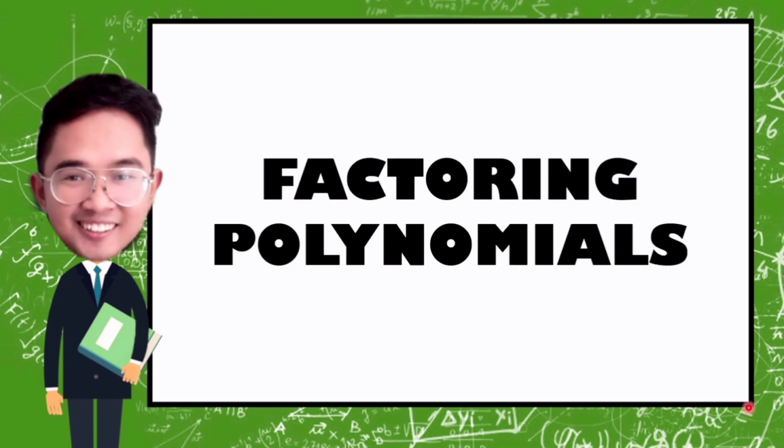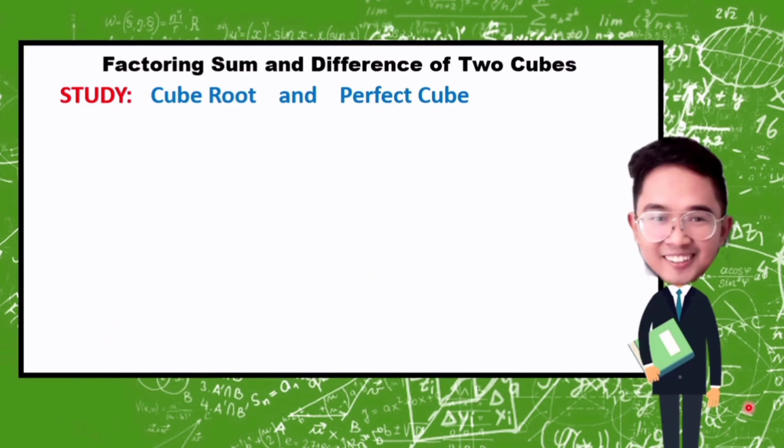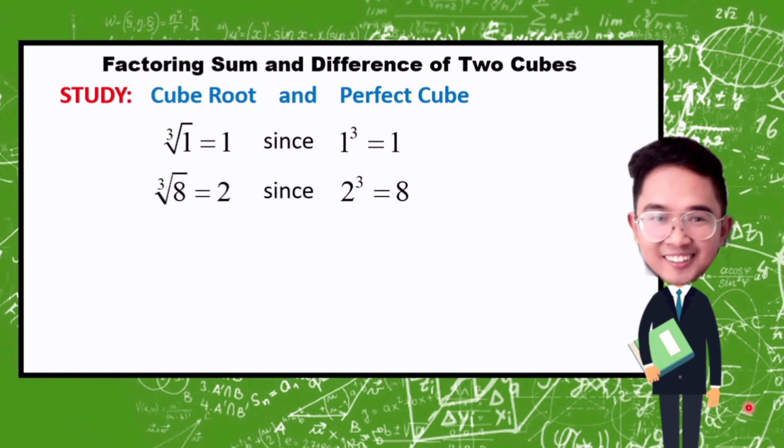Let's study factoring polynomials part 3. Factoring sum and difference of two cubes. The cube root and the perfect cube. I have here cube root of 1 is equal to 1 since 1 cube is equal to 1. Cube root of 8 is equal to 2 since 2 cube is equal to 8.